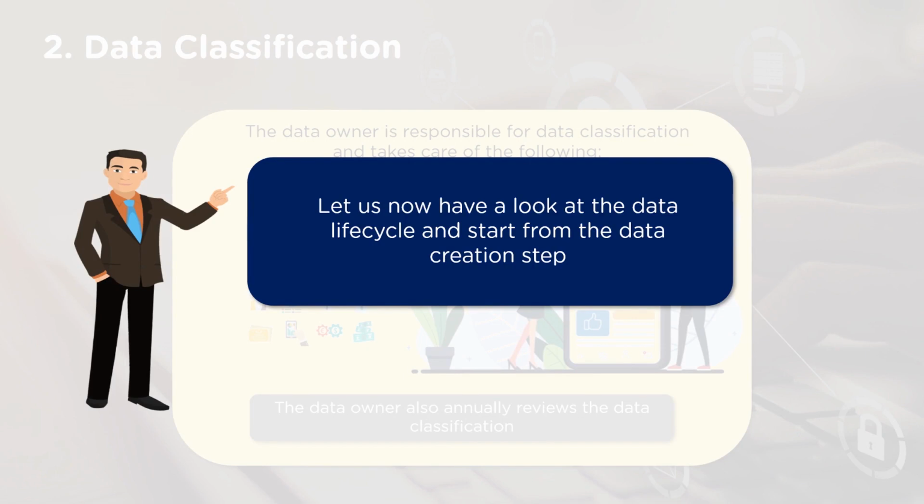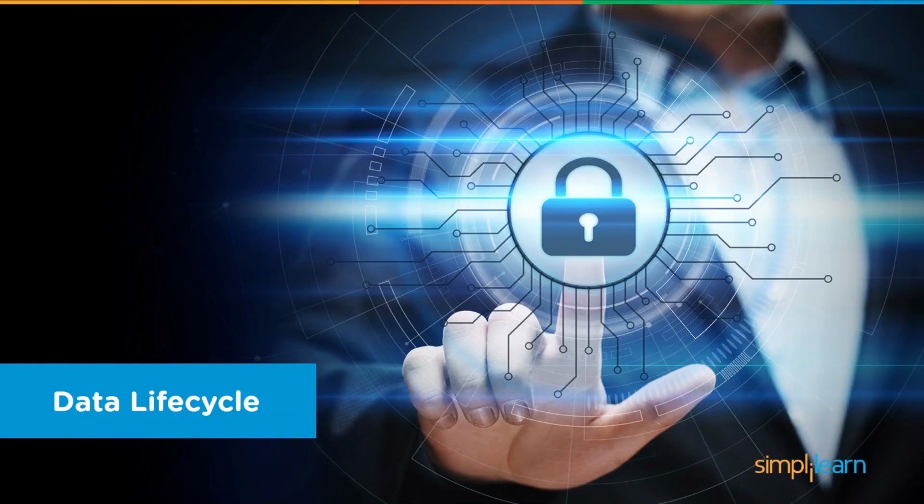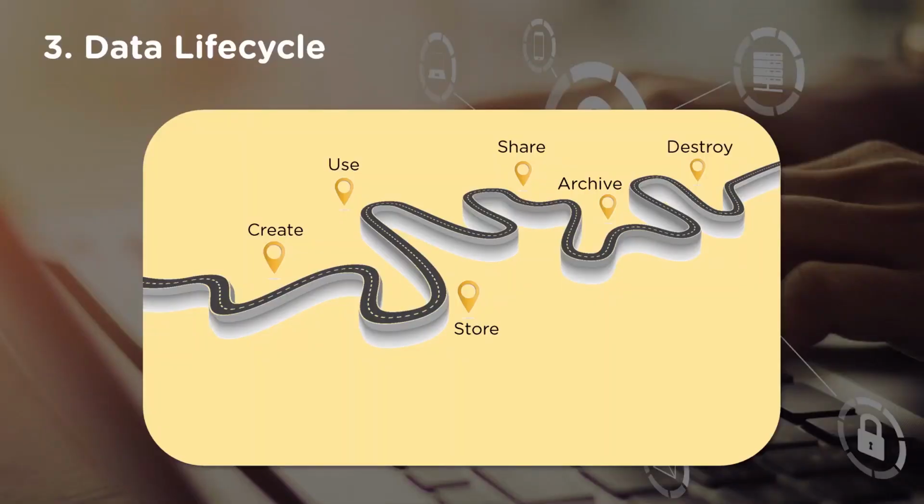However, do we know the various steps a piece of data goes through? Well, for that, let us have a look at the third domain, data lifecycle. We will start off from the data creation step and understand what happens to the data after that. As you see on your screens, we have 6 steps in the data lifecycle stage. They are create, store, use, share, archive, and destroy.